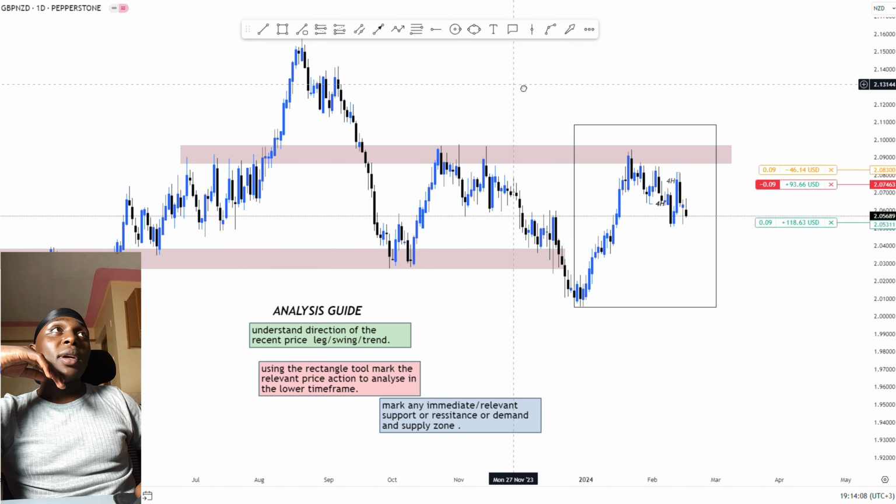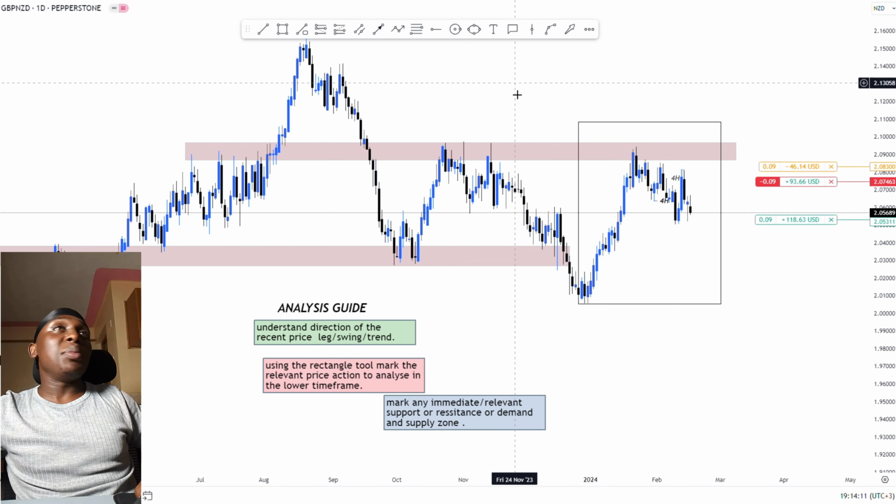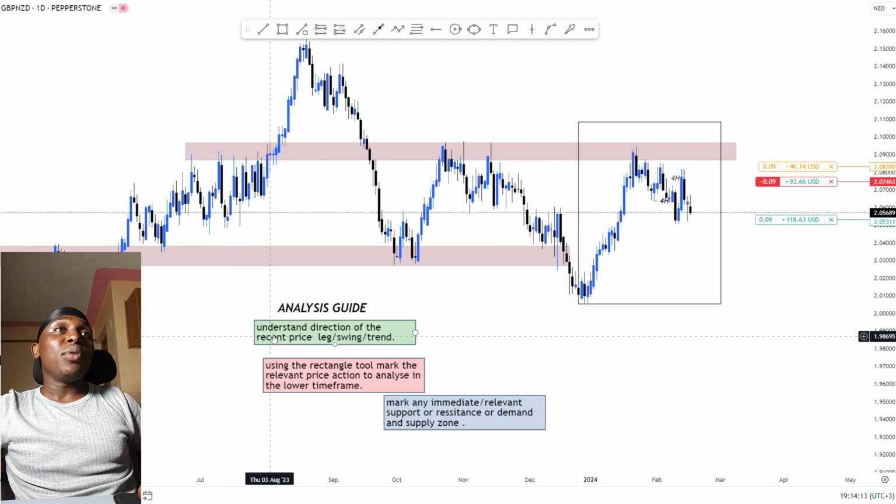So the next currency pair is GBPNZD, and for GBPNZD, looking at the daily time frame, we first need to understand the direction of the recent price leg.